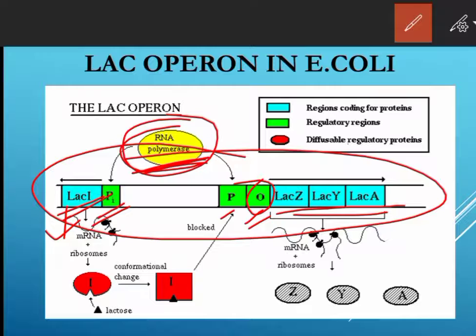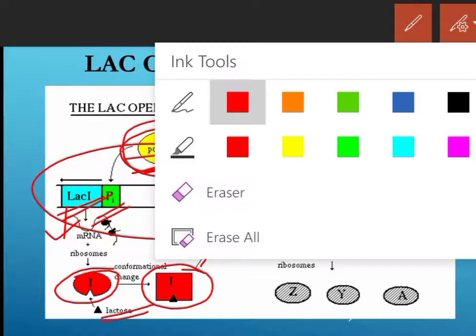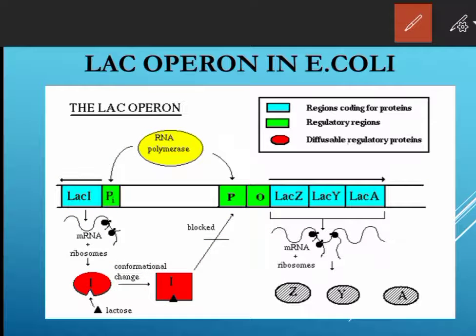But if lactose is present in the medium, lactose will be taken up by the cells and this lactose in turn will bind to the repressor. As a result, the structure of the repressor will change, or you can say the repressor gets inactivated and it cannot bind to the operator region. When the repressor cannot bind to the operator region, the RNA polymerase can access the promoter and transcription proceeds.